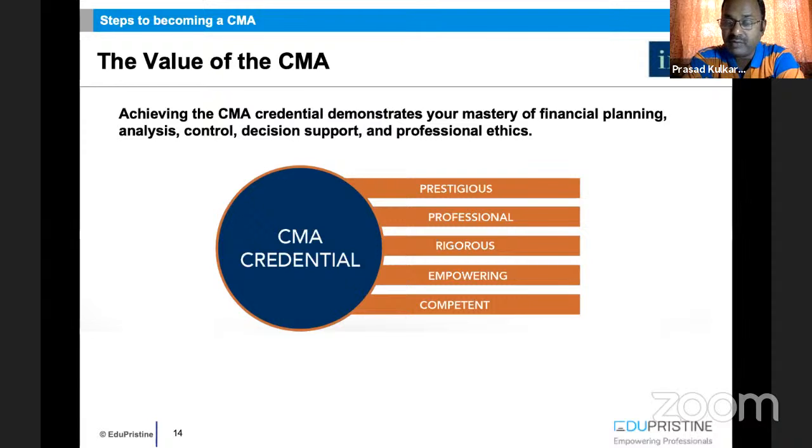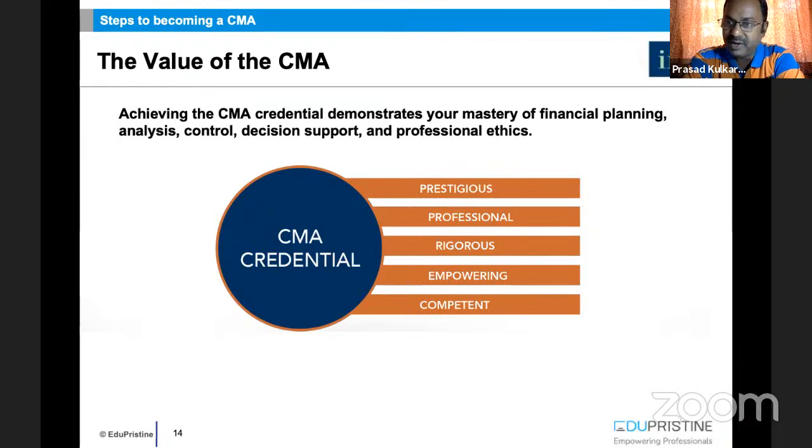So that means you also have to display professional conduct, your discipline, your ability to understand, your ability to slog long hours for studying, practicing, etc. It is rigorous. From a career point of view, from an exam point of view, both ways it is a rigorous qualification. You need to log several hours studying this profession, understanding this, and then applying it in your career. It is empowering, no doubt.